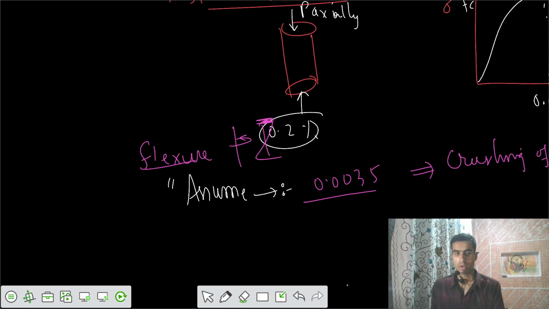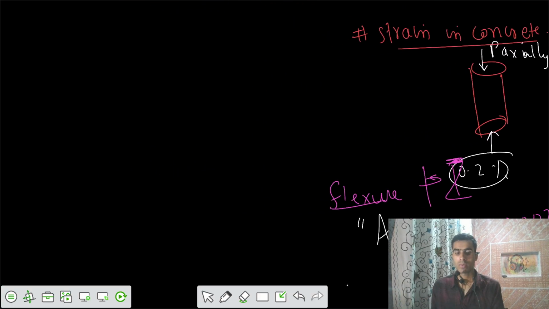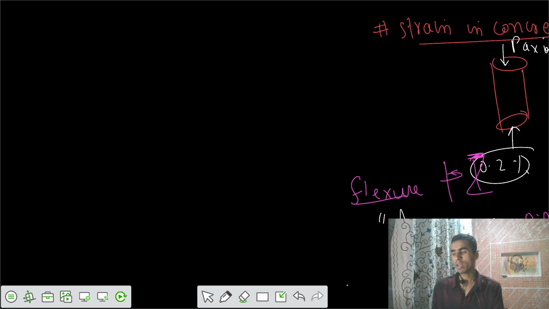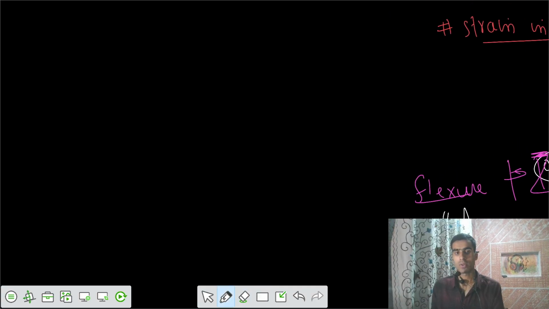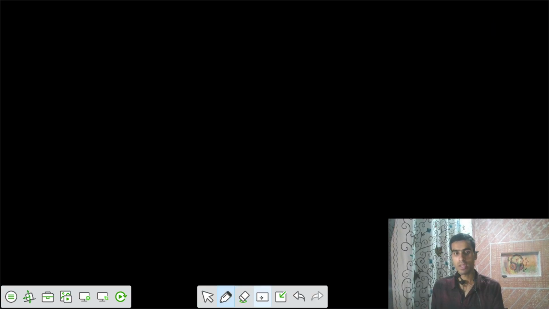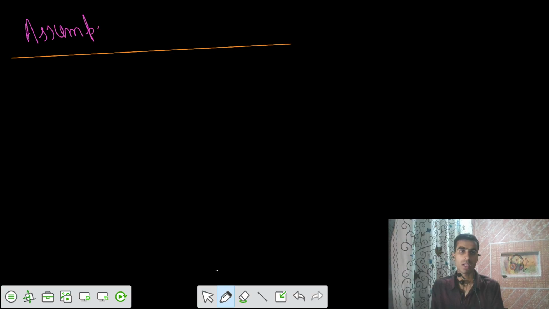Now we have a few assumptions in the limit state of flexure, and after that we are going to derive a few equations, and that's how the design of beams is going to happen. Let's go for those assumptions for the limit state of flexure. Let's write the assumptions in the limit state of flexure.